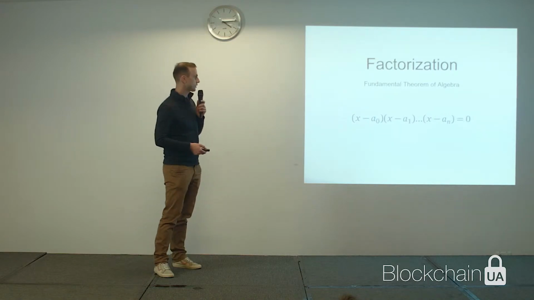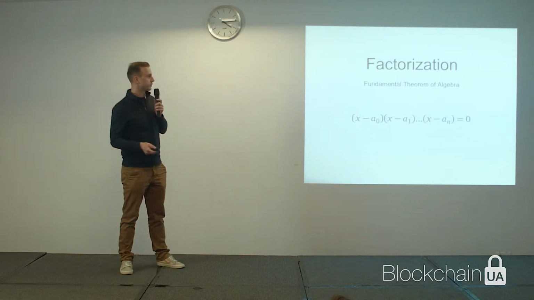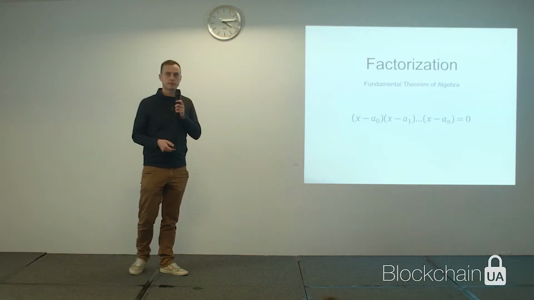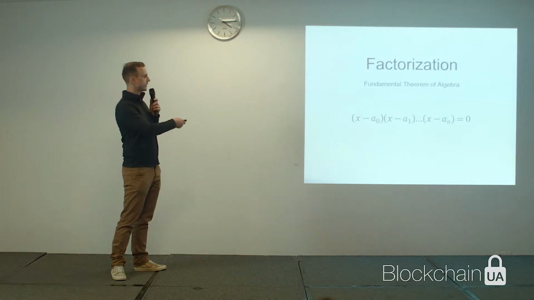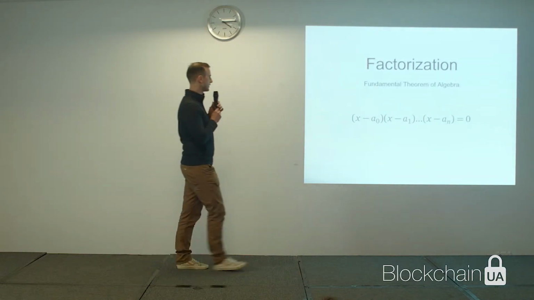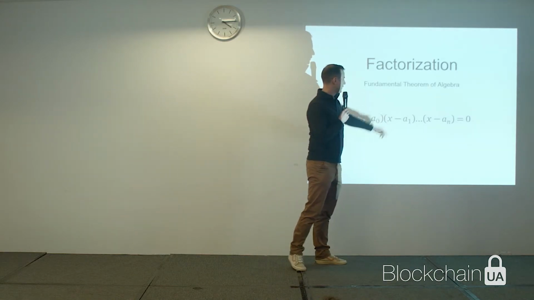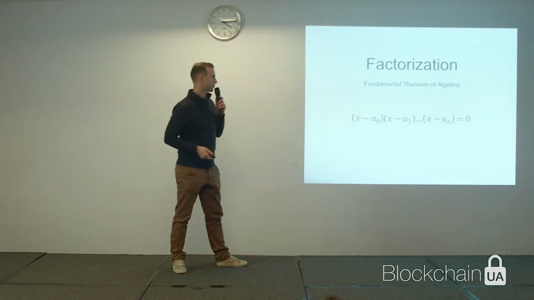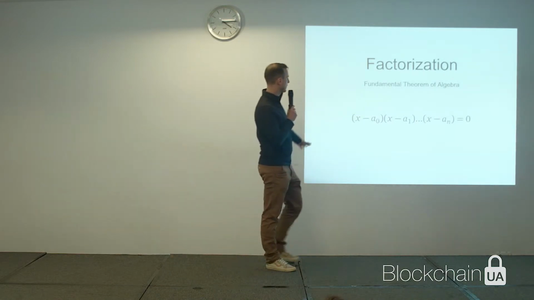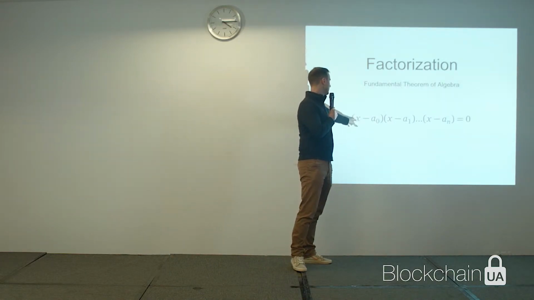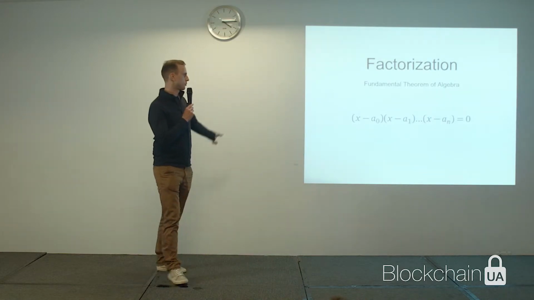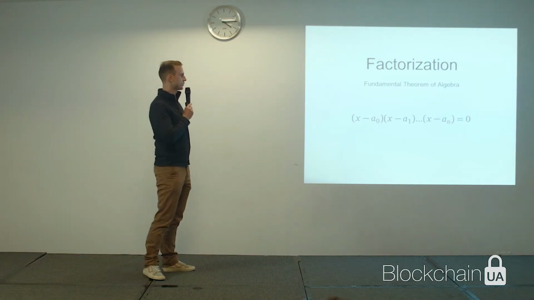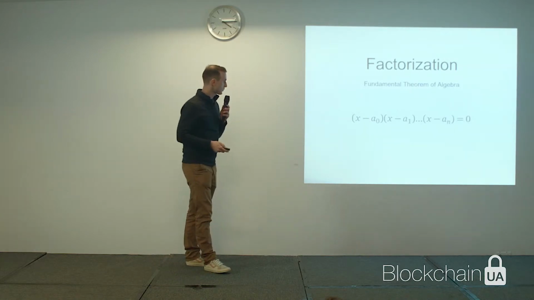So let's have a look at factorization. The fundamental theorem of algebra states that any valid polynomial that has solutions can be presented in this form. In this case, all the a0, a1, and all the a's are the solutions to this polynomial. Why? Because if you take a and put it as the value of x, it will be 0 in this parenthesis, and this means that the whole polynomial will be 0. And these are the only solutions to the polynomial. As many parentheses as there are, that many solutions this polynomial has.